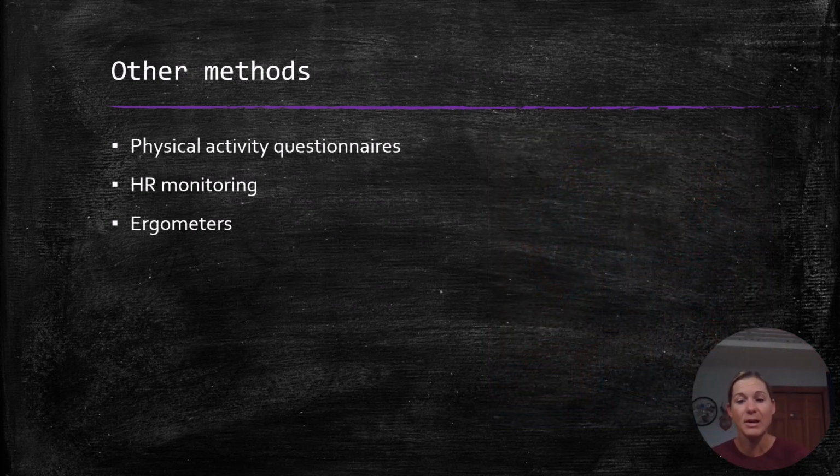Other ways we can measure our energy expenditure or total calories. We can look at physical activity questionnaires, where we're asking how much activity a person does throughout the day. We also have heart rate monitors that can monitor our activity level, and ergometers. Ergometers would be something like a treadmill or an elliptical, where I'm looking at heart rate and it's also measuring how much force I'm producing while I'm on that elliptical.